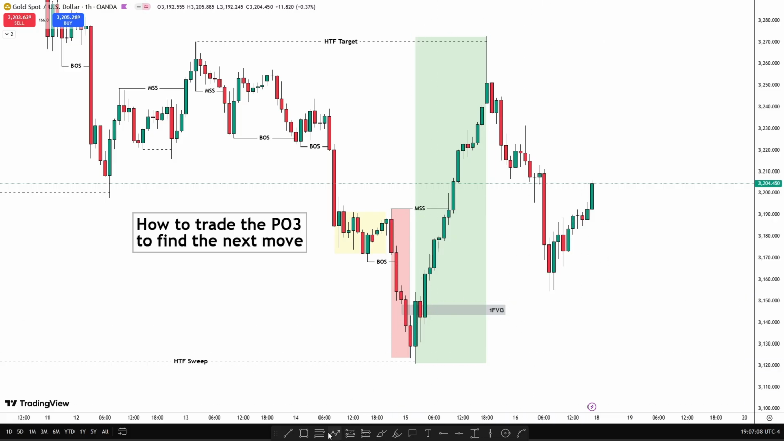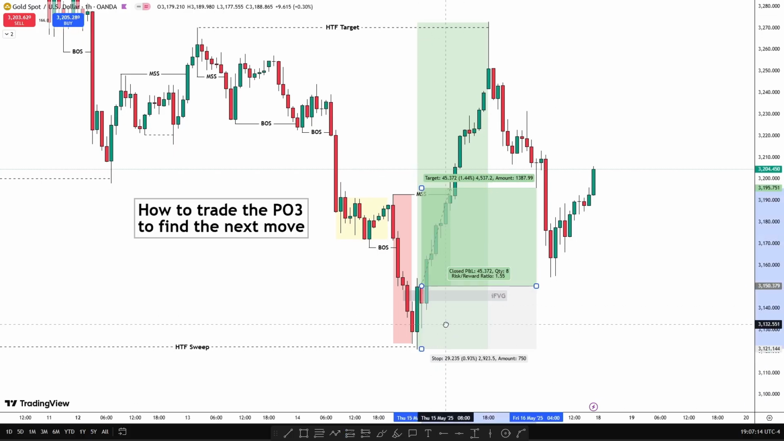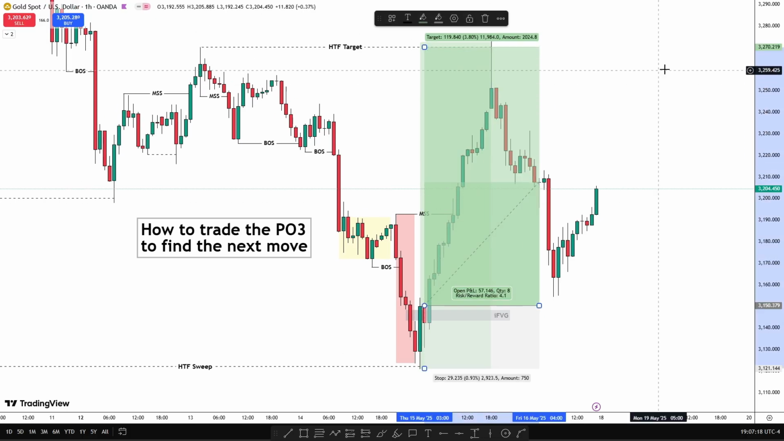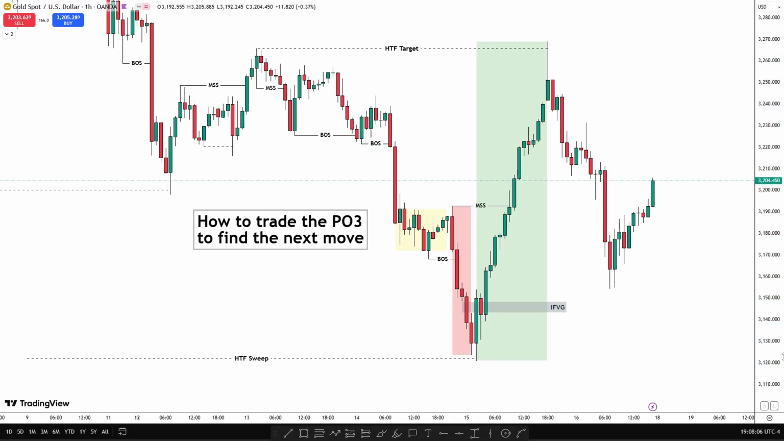So after tapping into this on the lower time frames, I'd be entering off the inversion. My stop loss would be below the low here, and I'd be targeting this intermediate term high up here. And just like that, you would have had another winning trade. So that is exactly how I trade using the accumulation, manipulation, distribution, aka the power of 3.